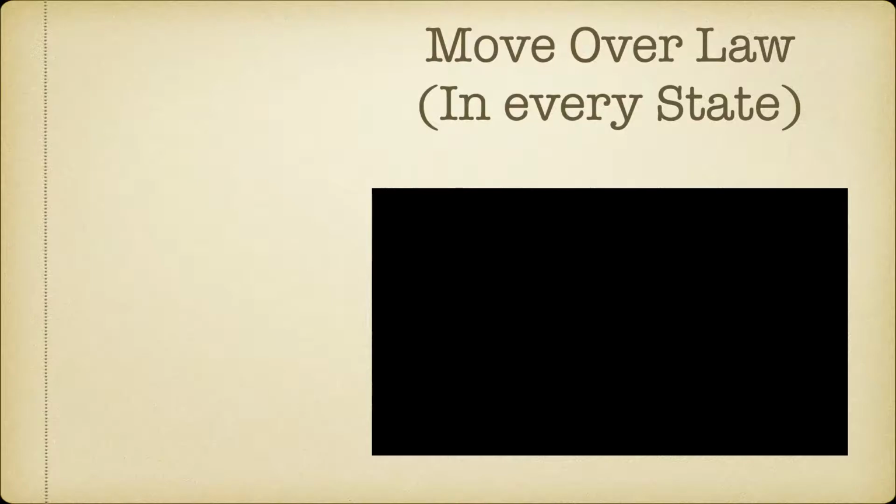The move over law, I want you to write that down. This is from the manual. Every single state has a move over law, which means that if a police officer or an emergency vehicle is off to the side of the road, you need to leave your lane, move to a different lane, or if you can't move to another lane entirely, you've got to move over as far as you can. And that's for every single state.